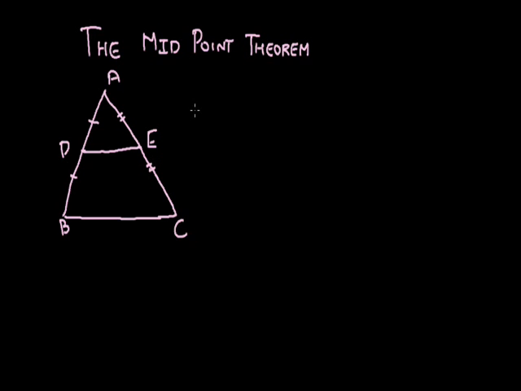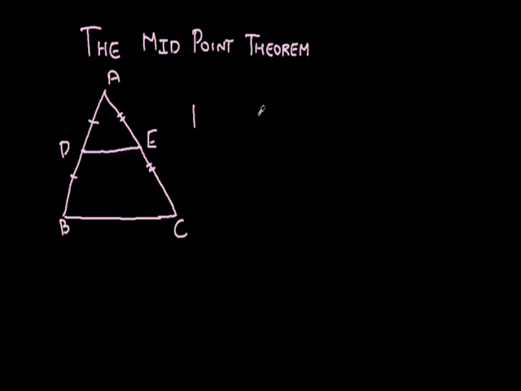So what does the midpoint theorem state? It states that the line joining these opposite sides is parallel to the base and its magnitude is equal to half the magnitude of the base. So how do we end up proving this? Well, it's pretty simple. Let me just make some space for some construction here.